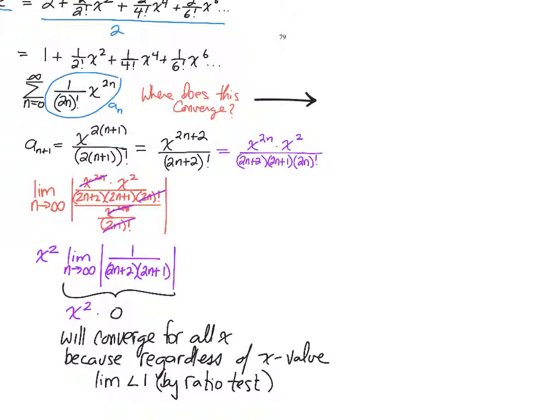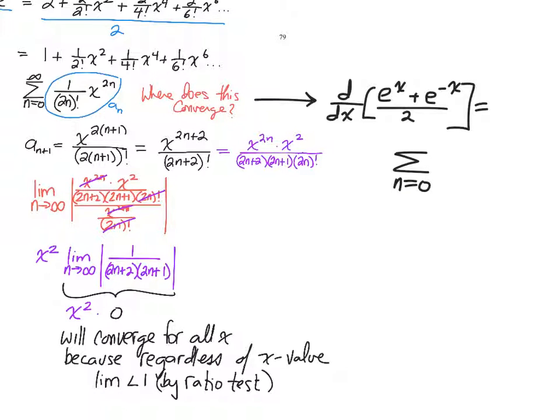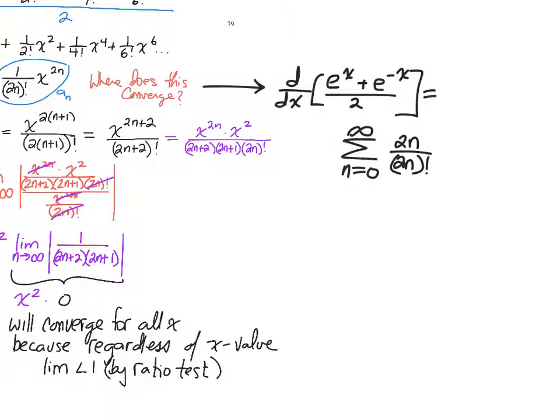Well, it'll cut down on the amount of stuff I have to do in a few minutes, so that's good news. So let's say I needed the derivative of e to the x plus e to the negative x over 2. The result is just going to be the sum from n equals 0 to infinity of 2n over 2n factorial, so power multiplied by the coefficient, reduce the power by 1, x to the 2n minus 1. And you could even simplify it a little bit.